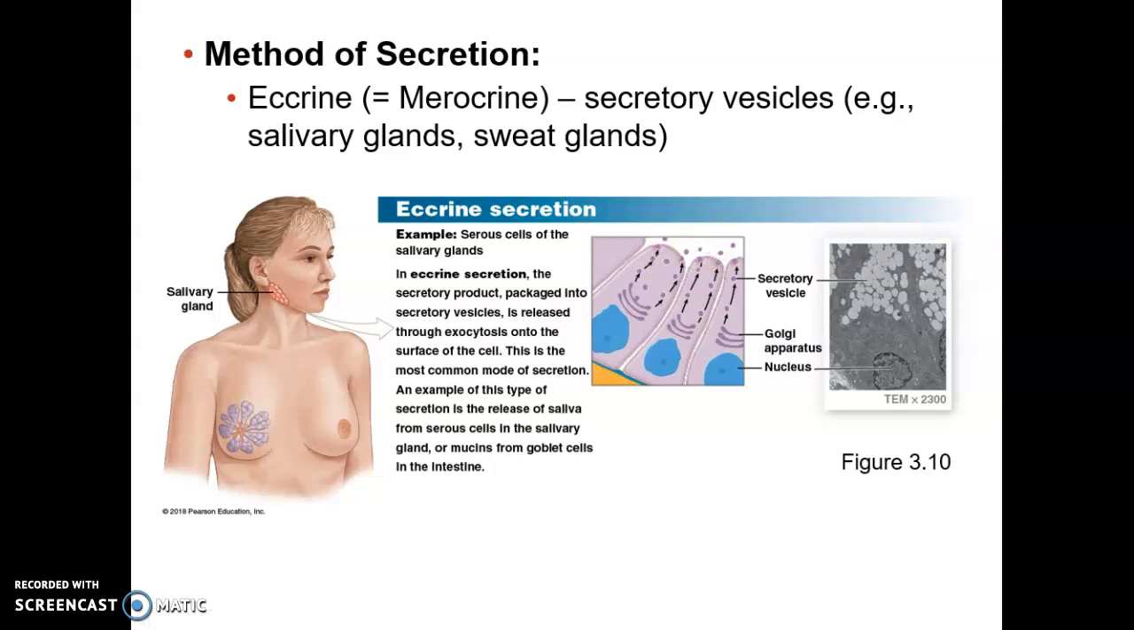For secretion of materials at the glandular level or glandular cells, this type of secretory method is referred to as eccrine or merocrine secretion. Okay, and these glands would be eccrine or merocrine glands. So the serous cells of the salivary glands, your salivary glands that produce saliva, produce it by eccrine or merocrine secretion. All right?